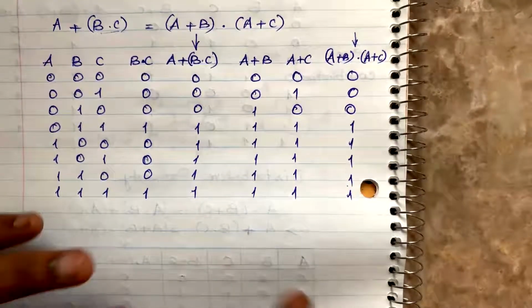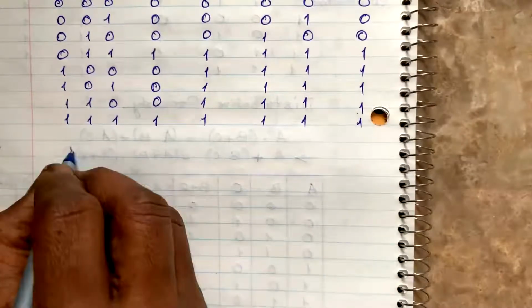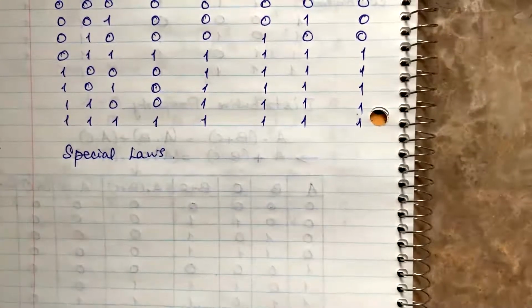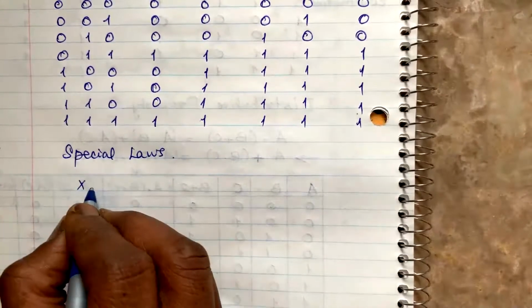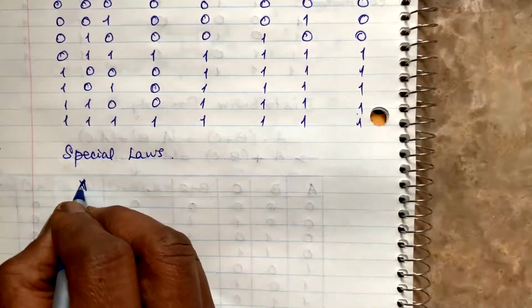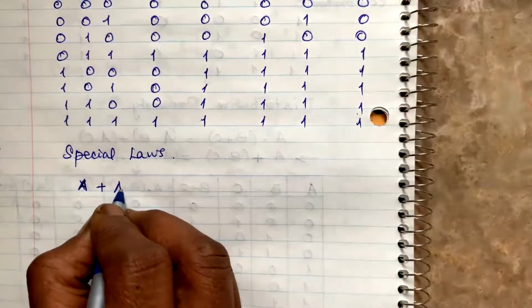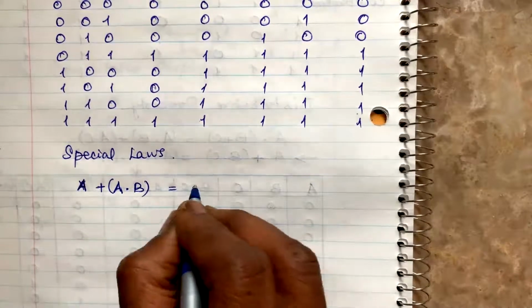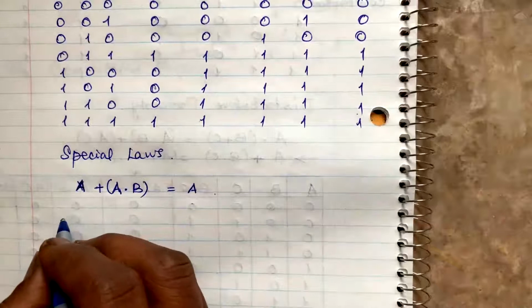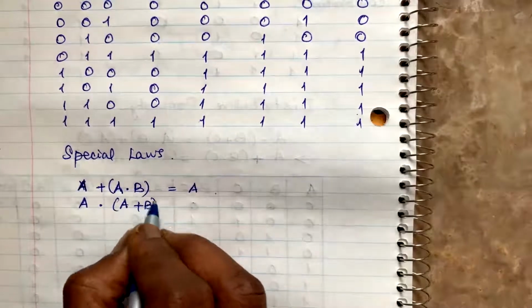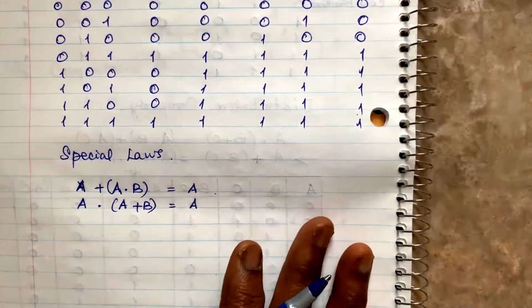Now special laws. In special laws, we have X plus, okay, we'll keep the same way, not the way we have it in the presentation. A plus A dot B equals A. This is the first law. Next is A dot A plus B, also A. These are the first two special laws.